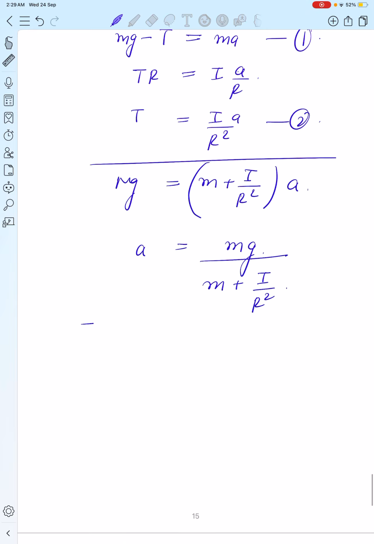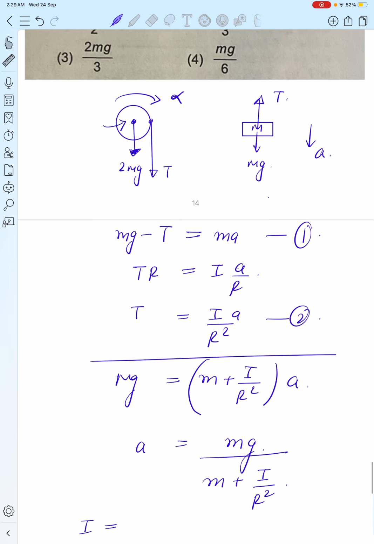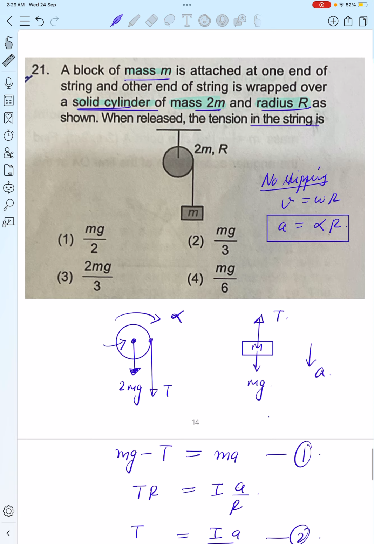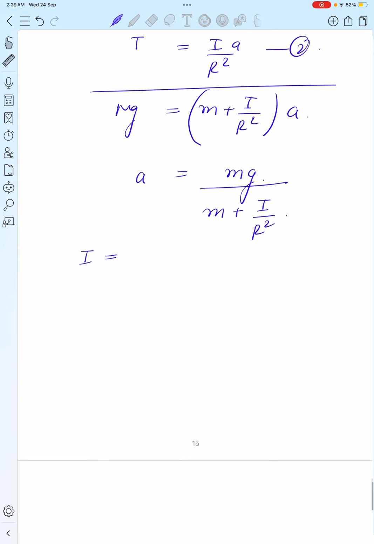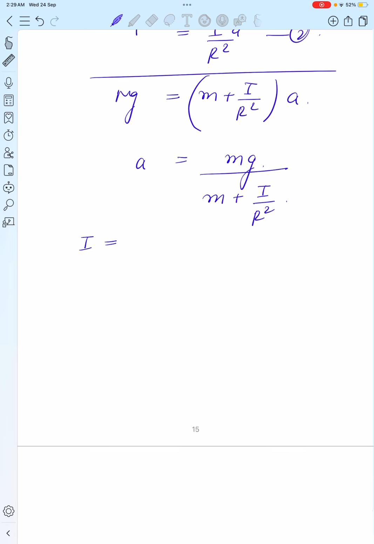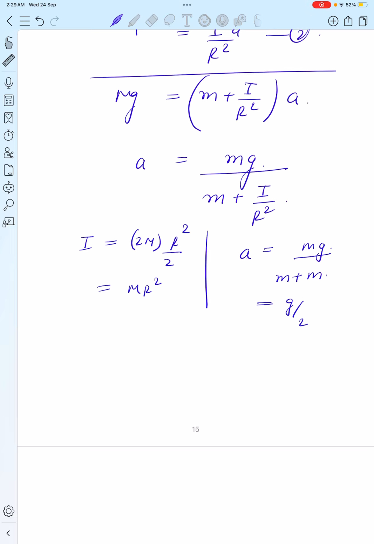Now inertia is how much? It's a cylinder, right? Solid cylinder of mass 2m, radius r. So inertia of a solid cylinder is how much? Mr square by 2. So 2m r square by 2. That is m r square. So here inertia by r square would be how much? M. So acceleration would become mg upon m plus m. So it would become g by 2. Acceleration is g by 2.